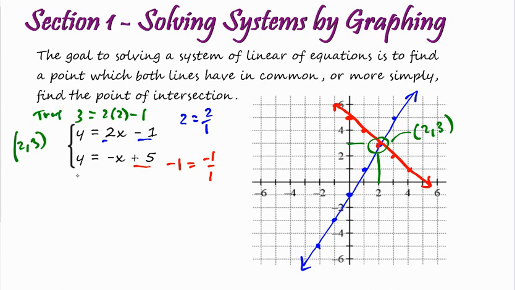And in the bottom equation, it becomes 3 equals negative of 2 plus 5. Negative 2 plus 5 is 3, so we get 3 equals 3. It is true for the bottom equation, so that is our double check to say that 2 comma 3 is the solution to this system of equations.